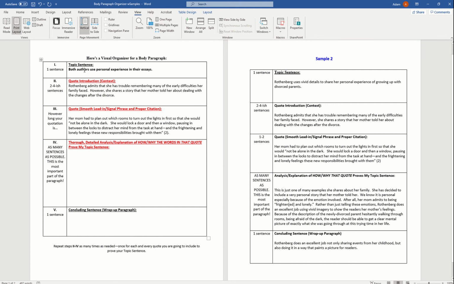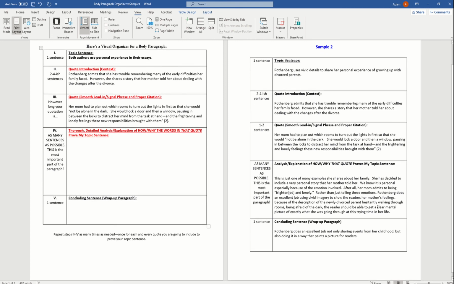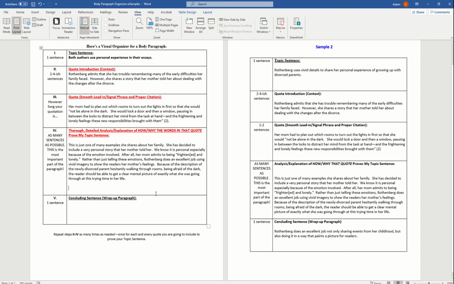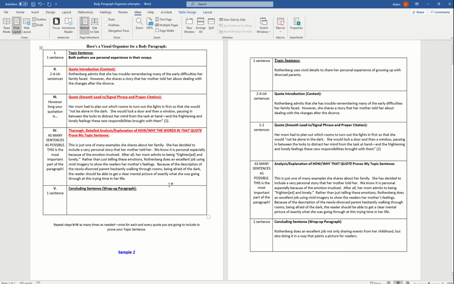I have the topic sentence, the context, and then the smooth lead-in, the quote with the proper citation, and then I need a detailed explanation and analysis of that. This is the hard part, but this is hopefully the bulk of the paragraph. And there it is. You could read this. I don't need to read this out loud to you, and I won't.